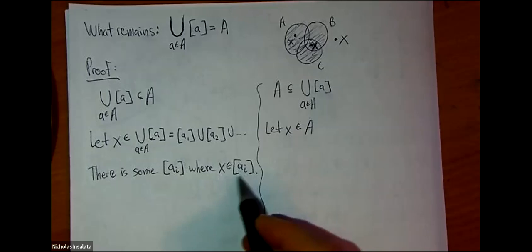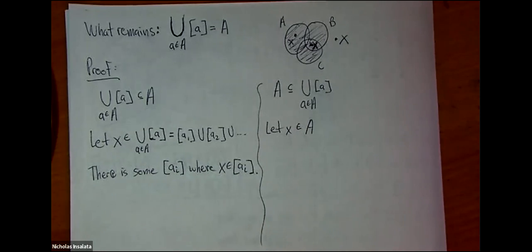So X is in one, not some. X is in one of these equivalence classes. Okay, fine. Now what do we know? X relates to A sub I. That's true, but that's not the direction we want to go. X is in A. Okay, why? You're right, but there's one step missing.